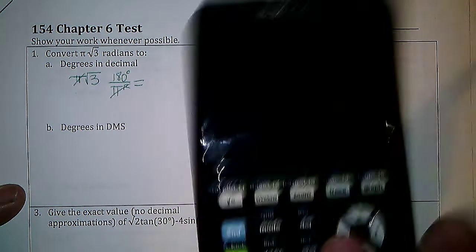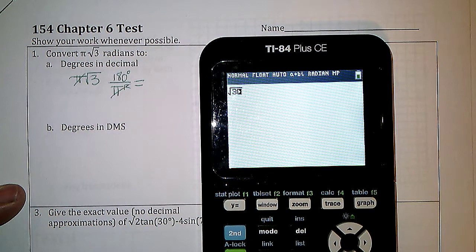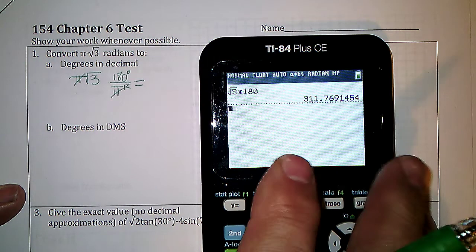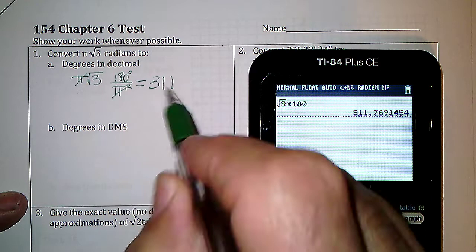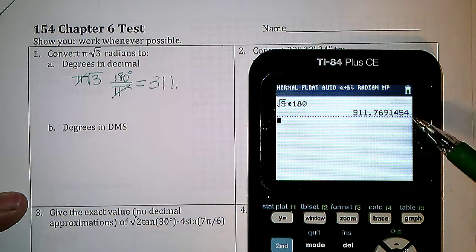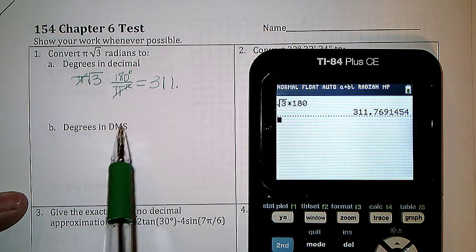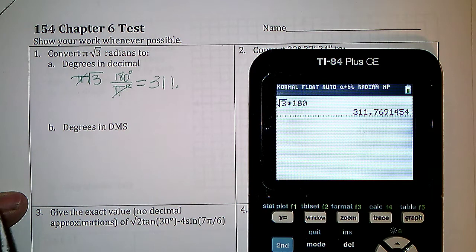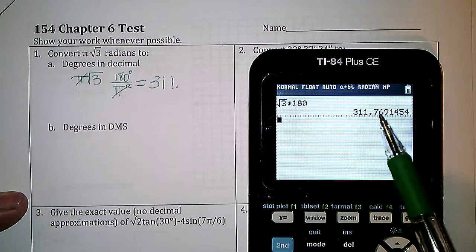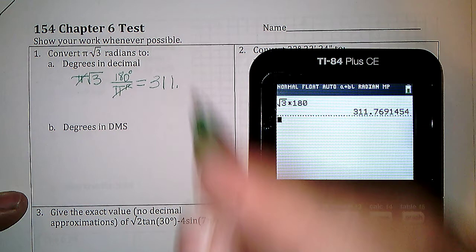And the pi's cancel. So I'm going to get square root of 3 times 180, which is 311 point. Now, the question is, how many of these decimal places do I want to keep? Well, if I'm going to go to degrees, minutes, and seconds, I'm going to have a couple decimal places, so I need like 6 digits of accuracy. I should keep at least 4 of these decimals. I'm going to have 7691.